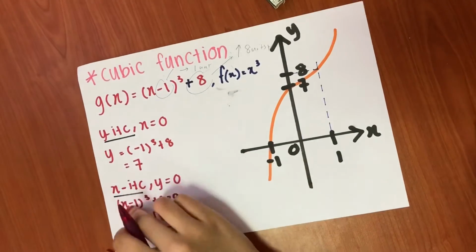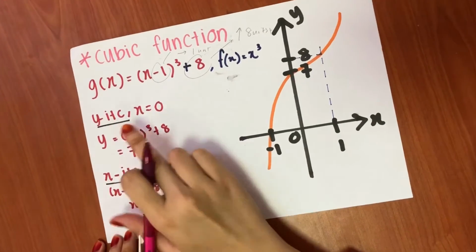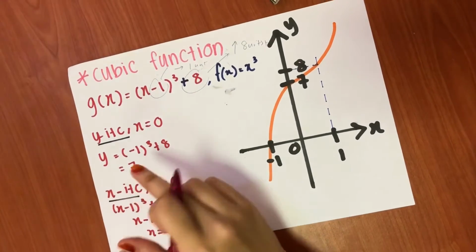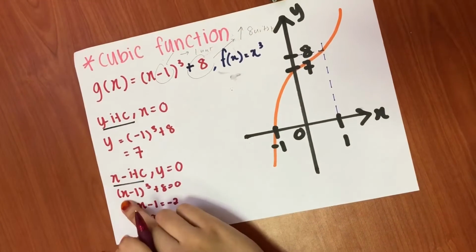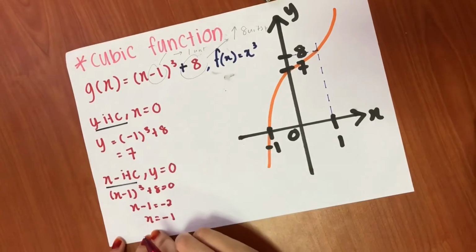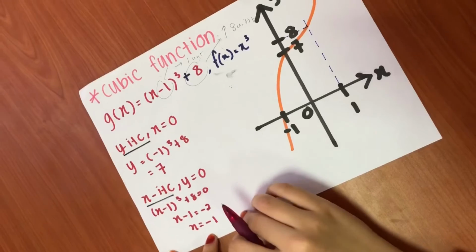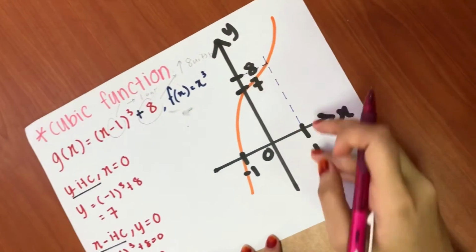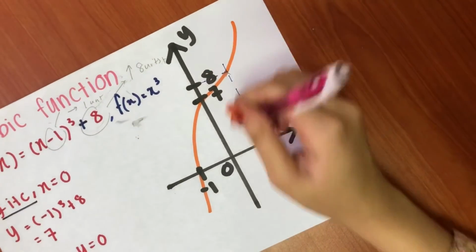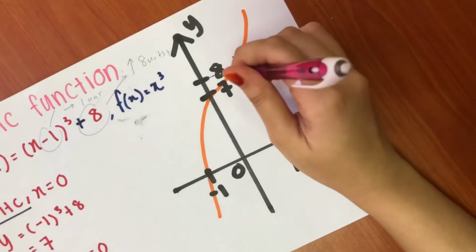Next, you need to get the x-intercept and y-intercept. For the y-intercept, x equals 0. Therefore, once you substitute it in, you get y equals 7. It goes the same for x, but this time y equals 0, and then you get the x-intercept equals -1. Therefore, you get the graph to look like this. There's a shift upwards 8 units and a shift to the right 1 unit.